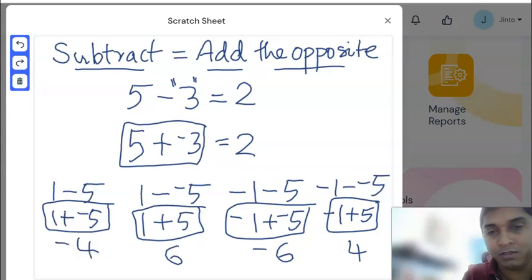So subtraction has 4 possibilities. First one, from a positive you subtract a positive. The second one, from a positive you subtract a negative. From a negative you subtract a positive. From a negative you subtract a negative. Okay, so everywhere you are adding the opposite, because adding the opposite is the same as subtraction.